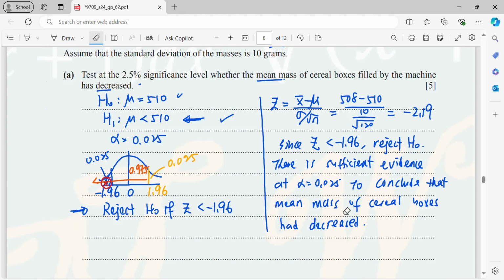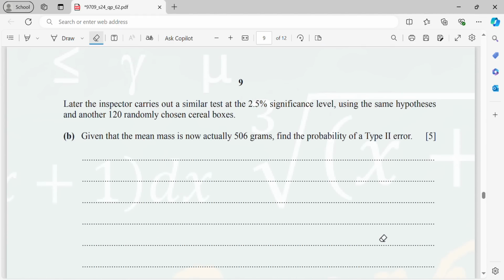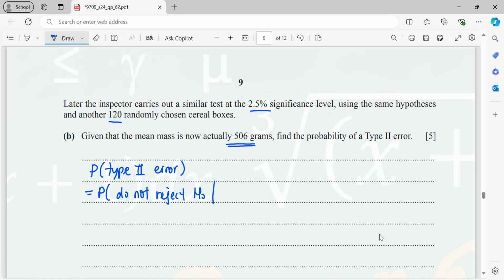So done for part A. Now later the inspector carries out a similar test at 2.5% significance level using the same hypothesis and another 120 randomly chosen cereal boxes. Given that the mean mass is now actually 506, just now was 508. Now find the probability of type 2 error. So now let's look at the definition for type 2 error first. The probability of making a type 2 error is the probability of not rejecting H naught, given that H naught is wrong.